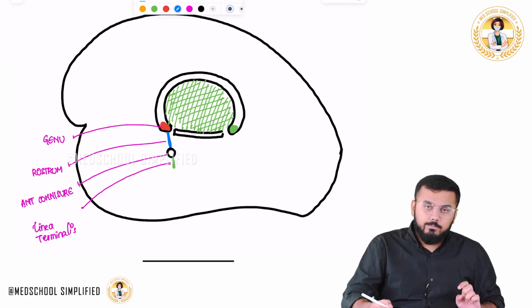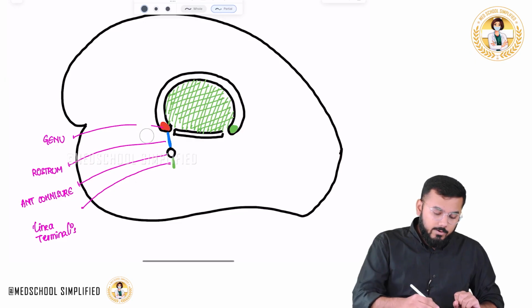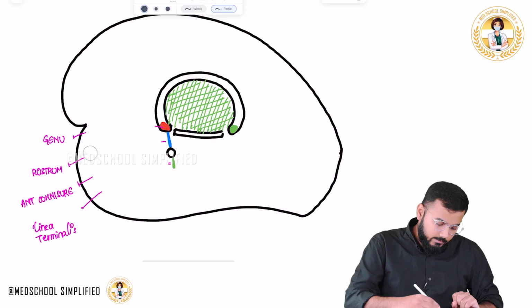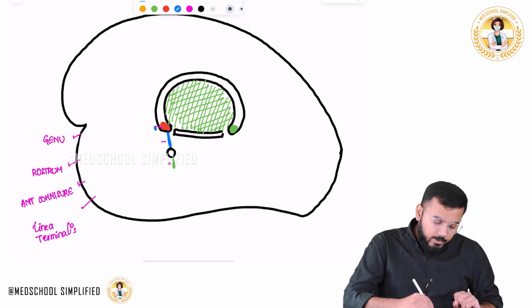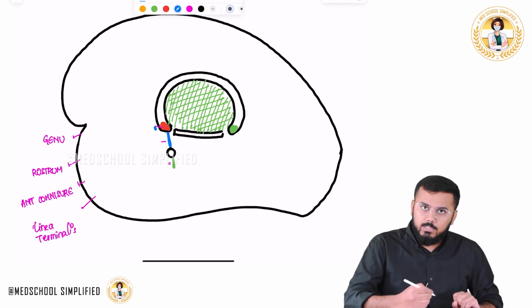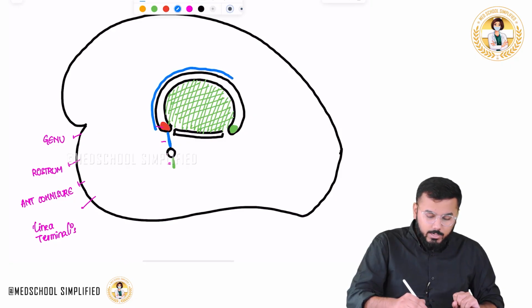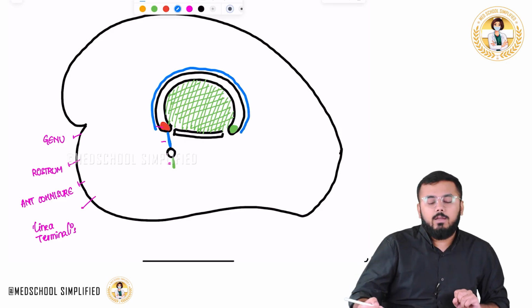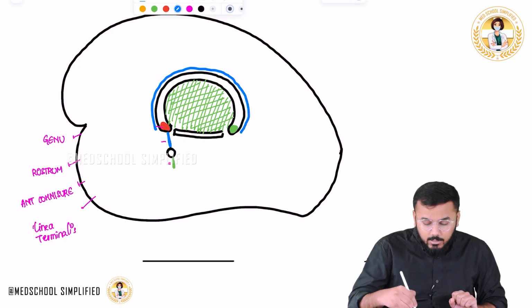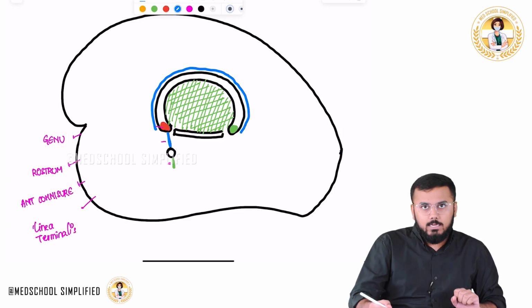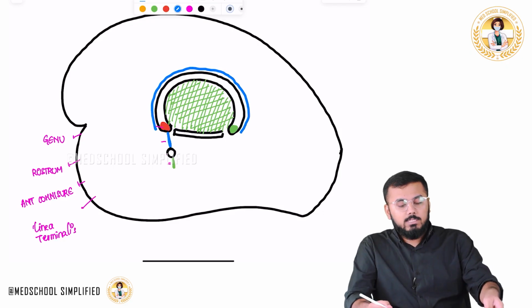Okay, you're done. So now let me rub out these lines over here. Now look here, from this genu, the red color one is the genu, all the way down till here, this particular sulcus which I have drawn here, which is surrounding your corpus callosum, is called the callosal sulcus. So what is this sulcus?